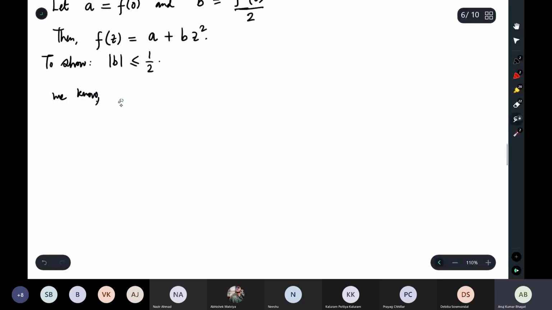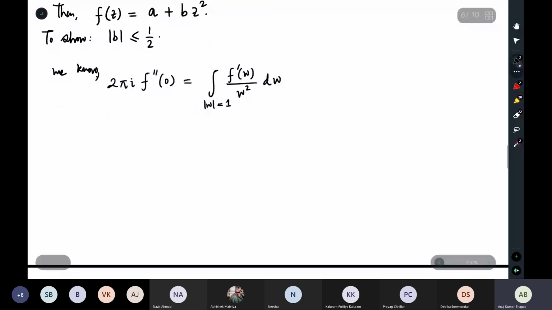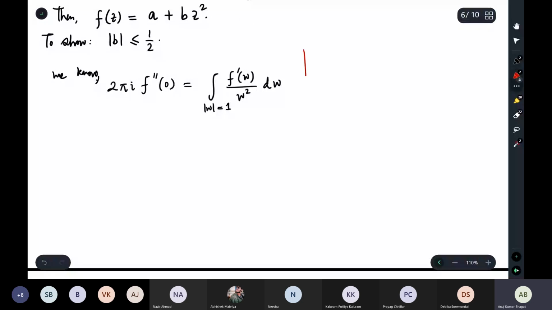We know 2 pi i f double prime 0 is the integral of f prime at w by w square dw. Is this right or wrong? Let's check whether what I have written is right or wrong. So let me show a calculation here. So I want to find this integration.